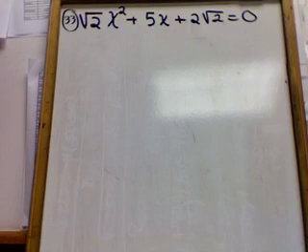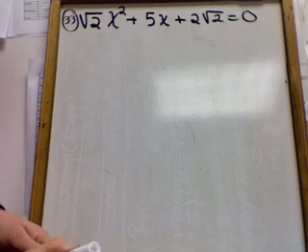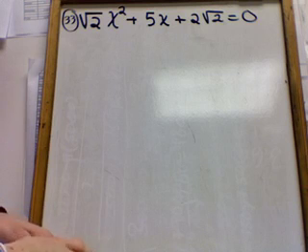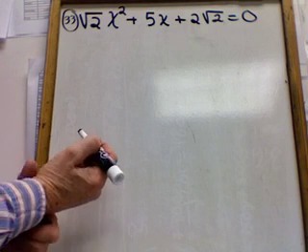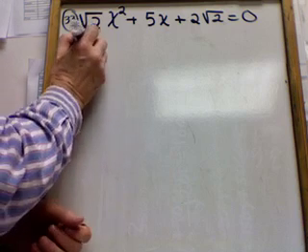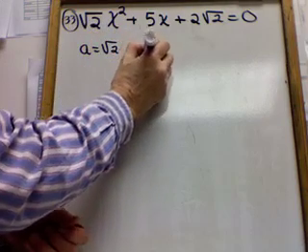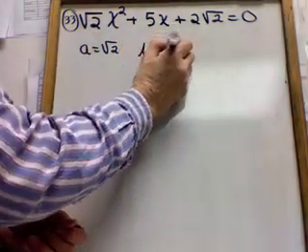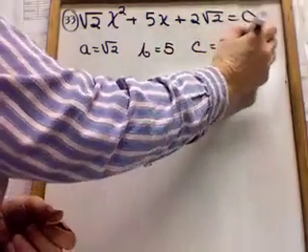Okay, there was a question about page 313, number 33, and number 35, so I'm going to try to explain how to do these. Again, you're solving using the quadratic formula. So the first thing you want to do is identify the A, B, and C. A is root 2, B is 5, and C is 2 root 2.